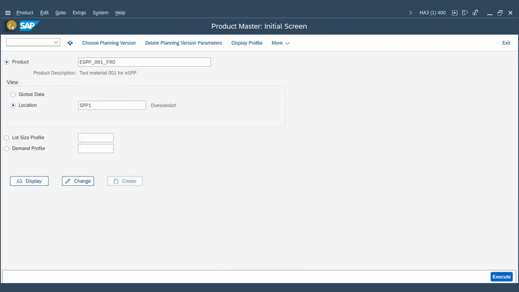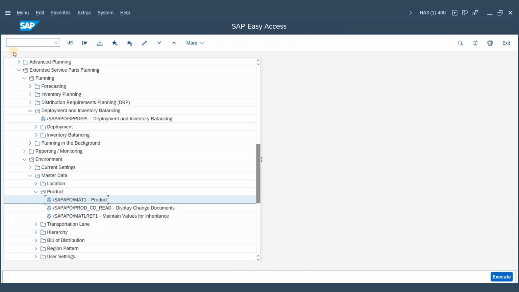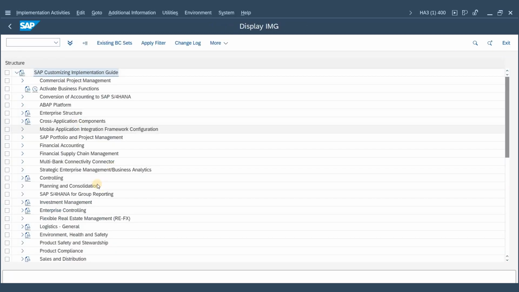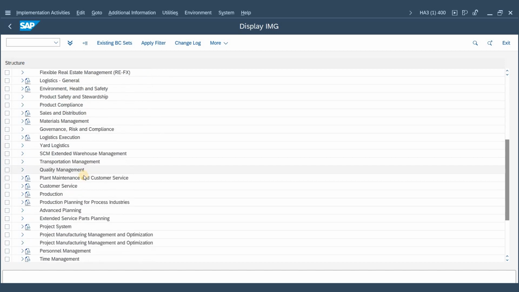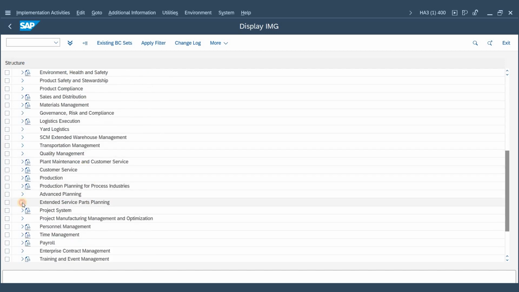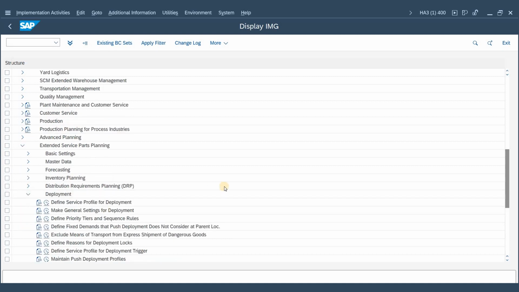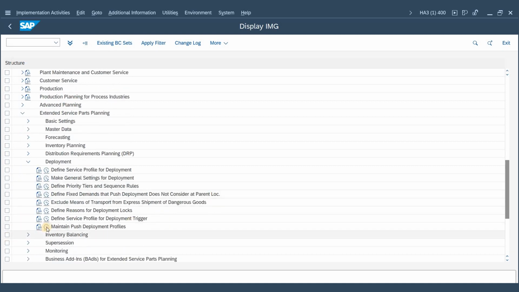The next setting is the so-called push deployment profile that can be found in the customizing, where we need to go now. We open customizing for extended service parts planning. We go into the deployment and we will open the push deployment profile.